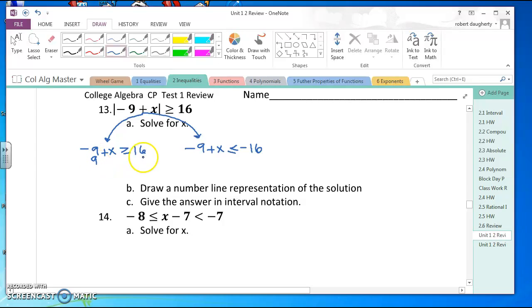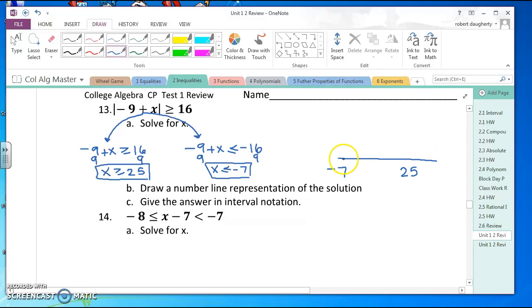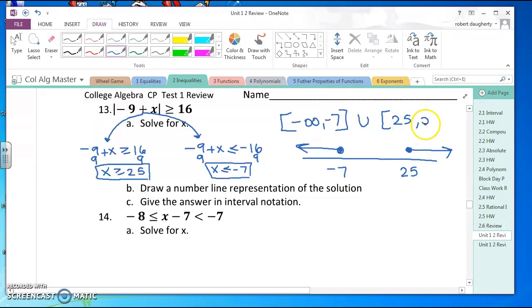So if I add 9 to both sides, this gives me x greater than or equal to 25. If I add 9 to both sides here, I get x is less than or equal to -7. So on a number line, -7 is the smaller of the numbers. So less than or equal to -7, closed circle this way, greater than or equal to 25, closed circle to the right. Two intervals. Those intervals are -infinity to -7 and 25 to infinity.